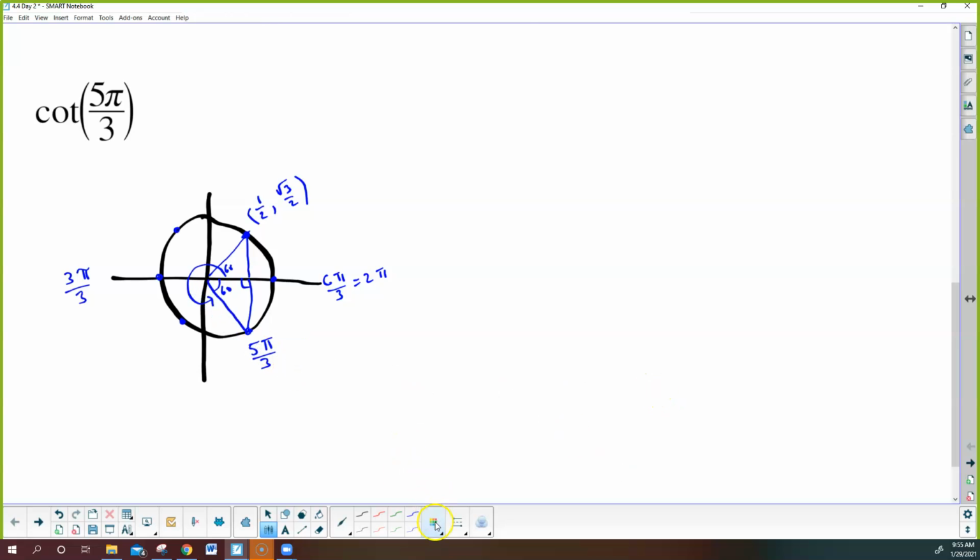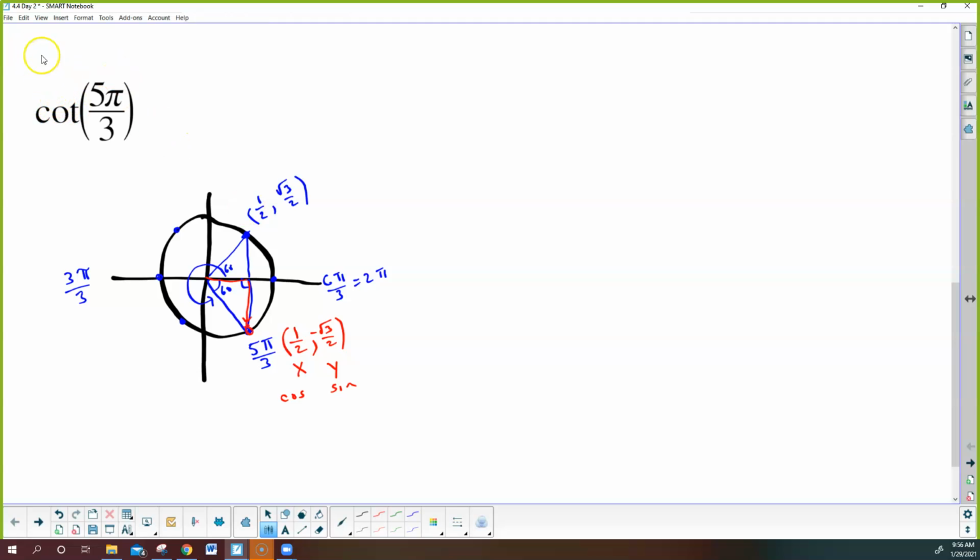I'll do this in a different color. So then I know the location of this point is at 1/2, because I went over to the right, so x is positive, but now I go down. And if I go down, that just means the negative square root 3 over 2. So there's x and there's y. Or again, you can think of it as cosine and then sine.